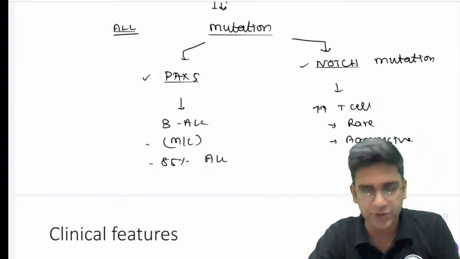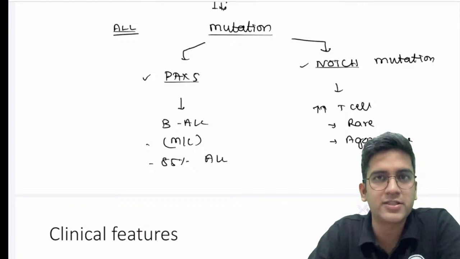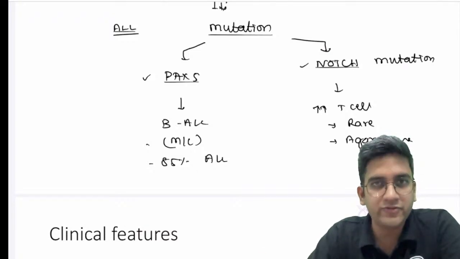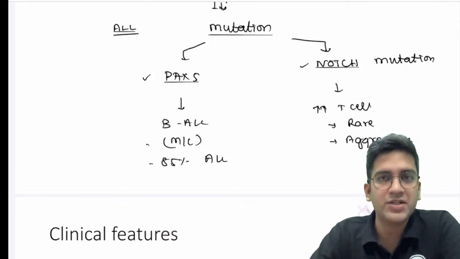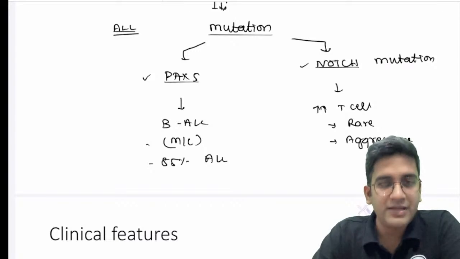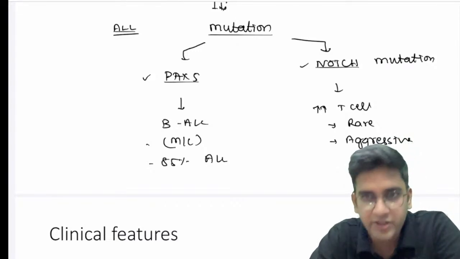Let's come to clinical features. ALL, children or adults. The first clue for any ALL question is going to be the age. Please remember this, never ever forget this. There are only 2 things, right? Pretty dangerous, right?